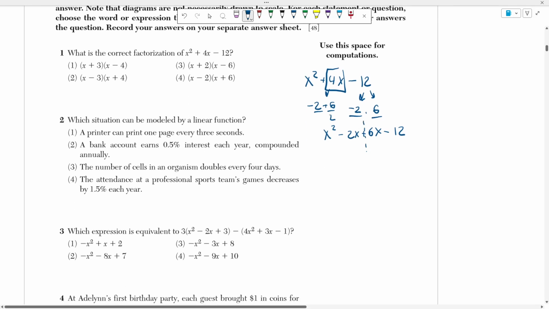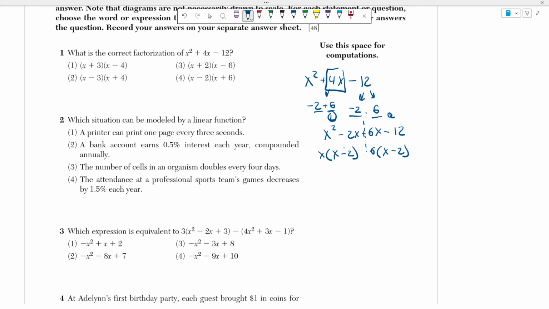On the left side, I'm going to factor out an x, so I'm going to be left with x minus 2. And on the right side, I'm going to factor out a 6, and I'm going to be left with x minus 2. Because I split that 4x into two numbers, I could pretty much split this whole polynomial into two halves and factor out each half.